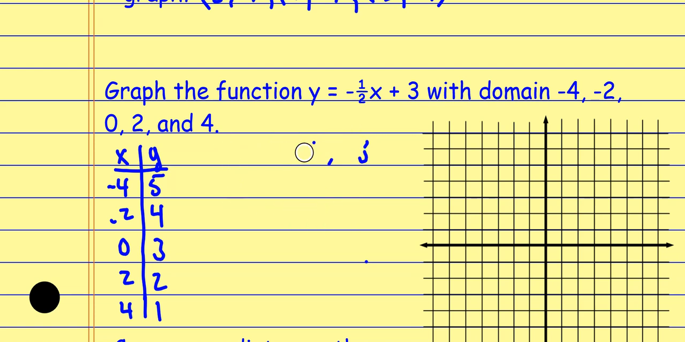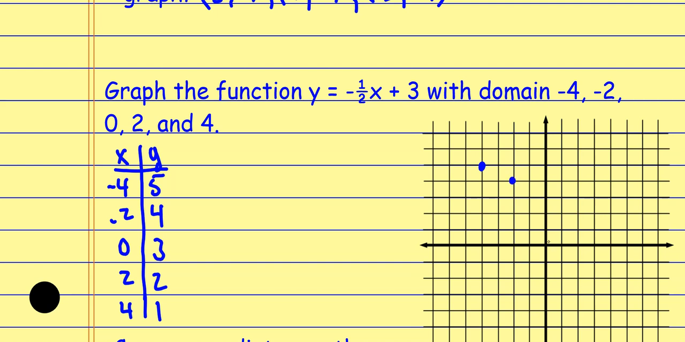Again, these are ordered pairs. I'm not going to write them as ordered pairs this time, but hopefully you can see that first one is the ordered pair -4, 5. So ready? -4 is left 4, up 5. There's the point. The next one, left 2, up 4.